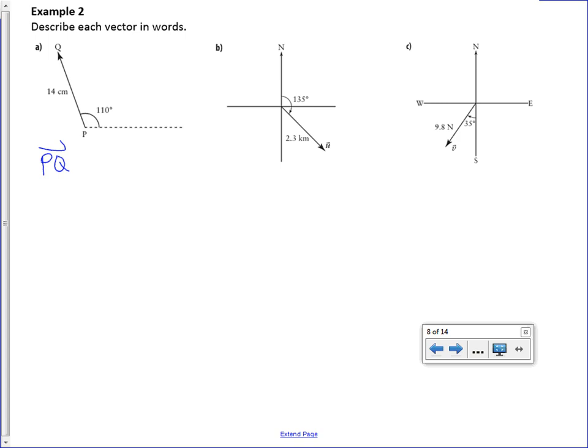So in words, what are the two pieces a vector has, guys? A magnitude and a direction. Do we know that vector's magnitude? So vector PQ has a magnitude of 14 centimeters and a direction of, how would you describe the direction?